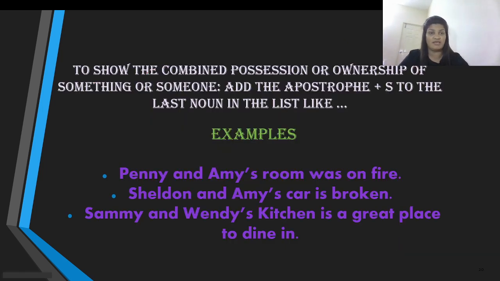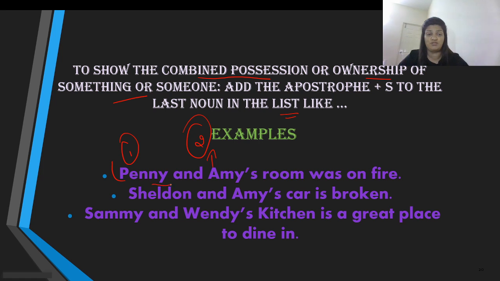The next one is when you have to show the combined possession or ownership of something or someone. You add the apostrophe S to the last noun in the list. Now let us take this example, Penny and Amy. Over here you have Penny as number 1 and Amy as number 2. You have 2 nouns.